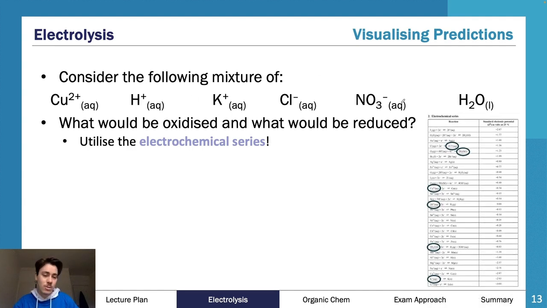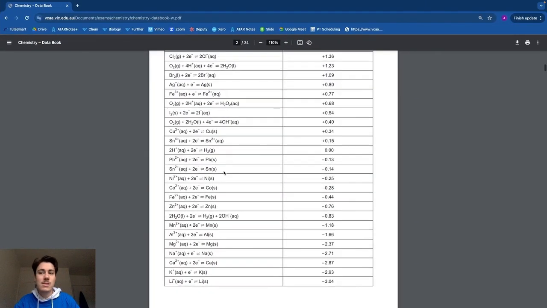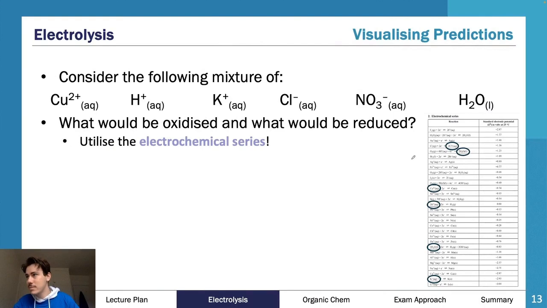container. And once again, I do have the old electrochemical series. This is the new one, by the way. You can see it here. There's very, very little changes. They've removed gold and they've added these three. So very little changes. There's not a lot. As you can see, there was gold up here. They got rid of that. Very, very minimal changes. What would be oxidized and what would be reduced?